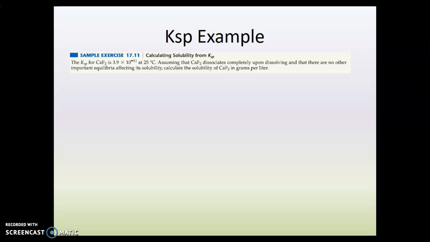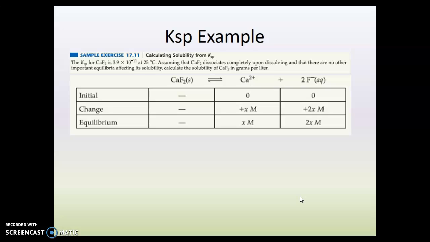Here's another example. How would you calculate solubility from KSP? So if you get the KSP, which you can look up in the back of any textbook, for calcium fluoride it is 3.9 times 10 to the minus 11th. So that means it happens once every trillion molecules or so, right? Assuming that the calcium fluoride dissociates completely in dissolving, you've got no other equilibria involved.